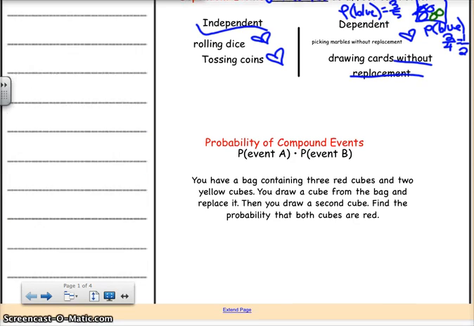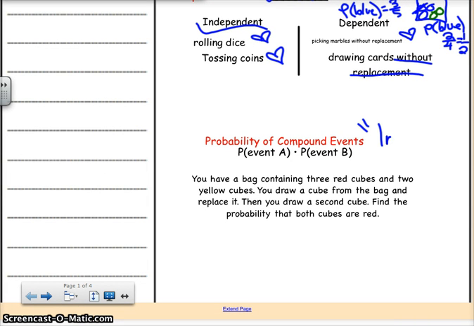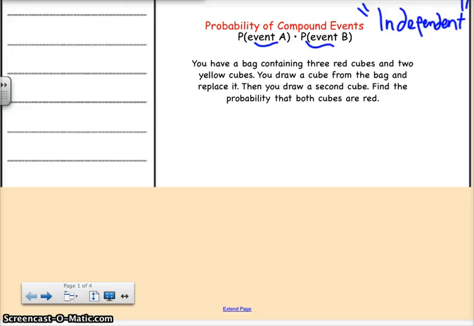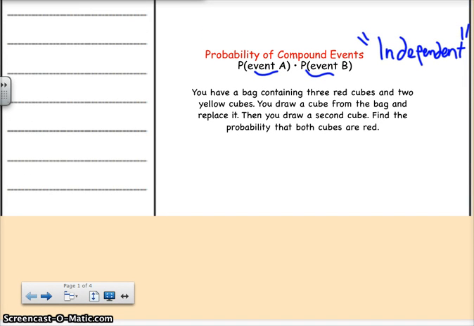So here's how to find the probability of compound events, contingent that they are independent. That means their results don't affect each other. You do the probability of event A, times the probability of event B. So let's say that we have a bag that contains 3 red cubes and 2 yellow cubes. You draw a cube from the bag and then you put it back. So I still have the same amount of outcomes or possibilities. Then you draw a second cube. Find the probability that both cubes are red. So here's what I'm looking for: probability of red, then red.